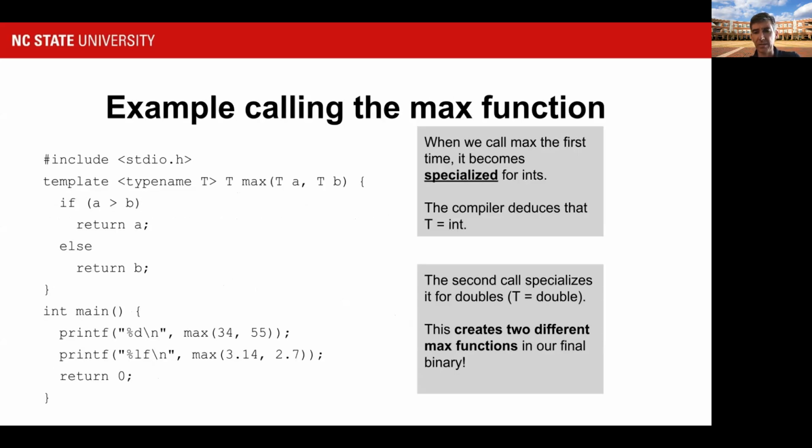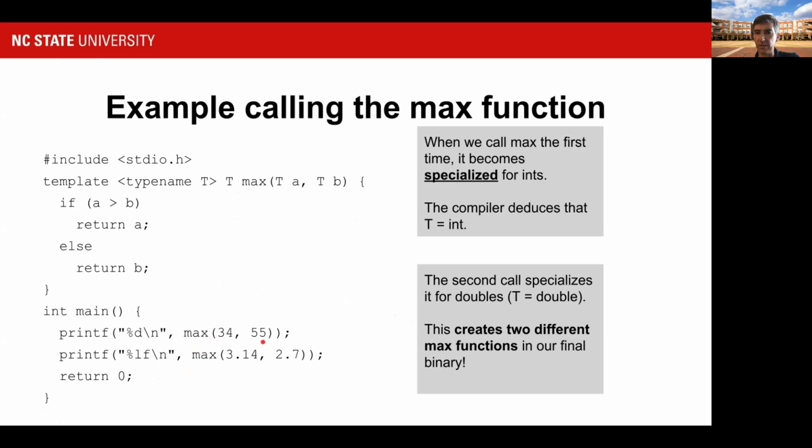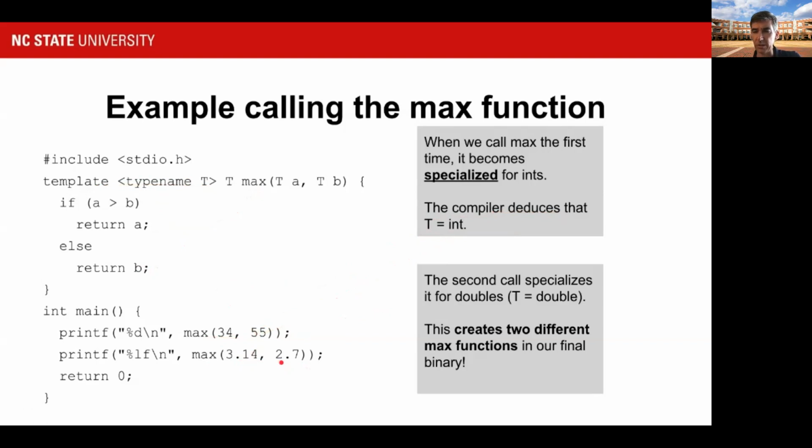So coming back to this example again, this is our max function. And here we call it with 34 and 55. At this call site, what we would say is that the compiler deduces that T should be equal to int, right? The compiler deduces that T equals int. And then it produces a function where we replace T with int. Okay, the second call, the compiler deduces that T equals double, and then it creates a version of max where T is equal to double.